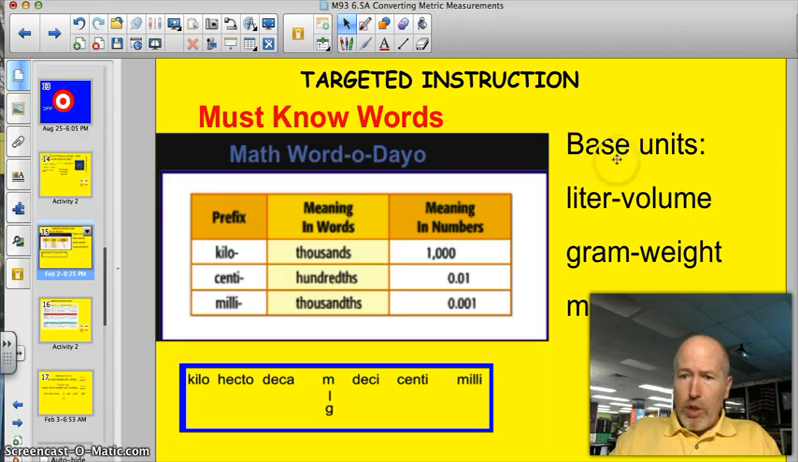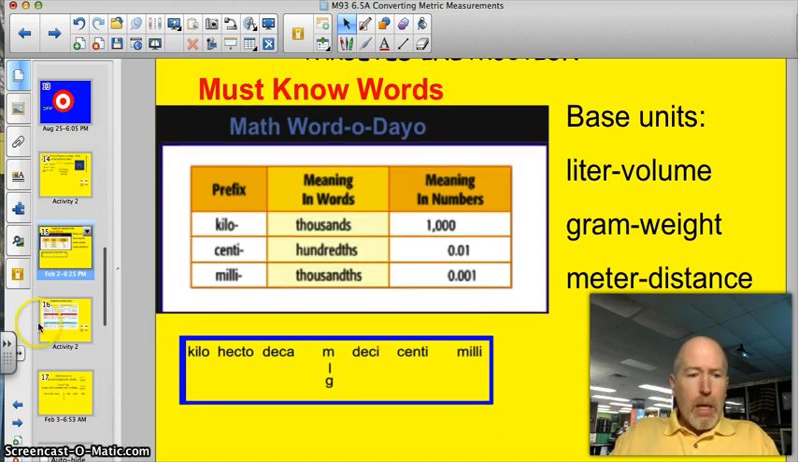All right, also, kilo means thousands. We've got the number there. Centi means hundredths, and milli means thousandths. These here are the 3 most crucial words, knowing what those mean.